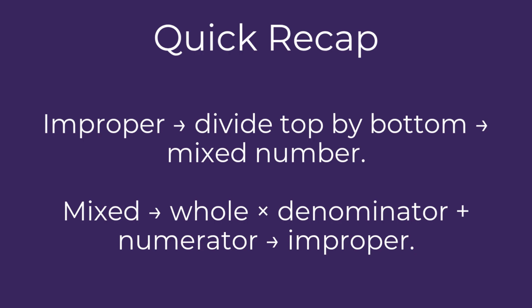To recap, an improper fraction has a top bigger than its bottom, and a value greater than 1. To convert to a mixed number, divide the top by the bottom, and use the remainder as the fraction. To convert back, multiply the whole number by the denominator and add the numerator. Both conversions are straightforward once you know the steps.